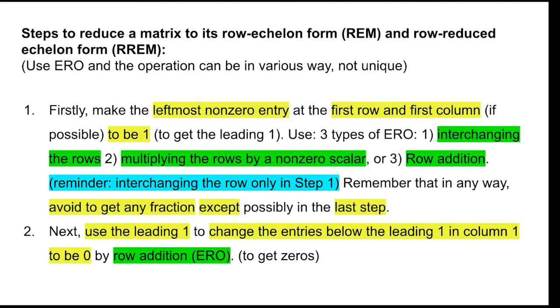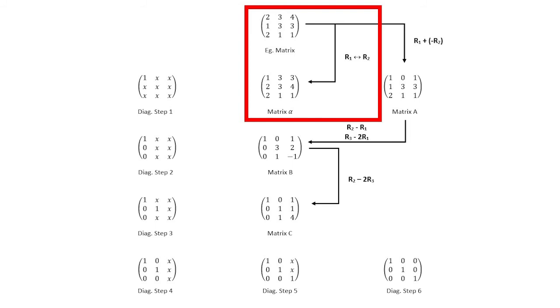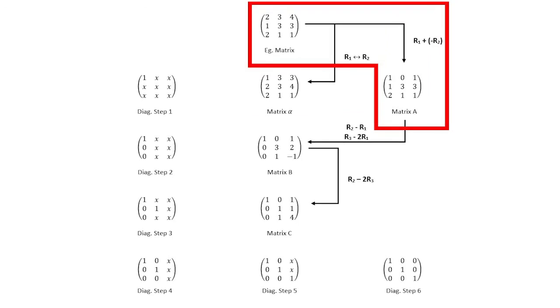Let's see the example now. Step 1, we can do the first type of ERO, interchanging the rows, following the direction of the arrow. We do R1 interchange with R2 for the example matrix, so you will get matrix alpha. Or you can use the third type of ERO, row addition, for the example matrix to become matrix A. We do R1 plus negative R2. We will get 2 minus 1, we get 1.